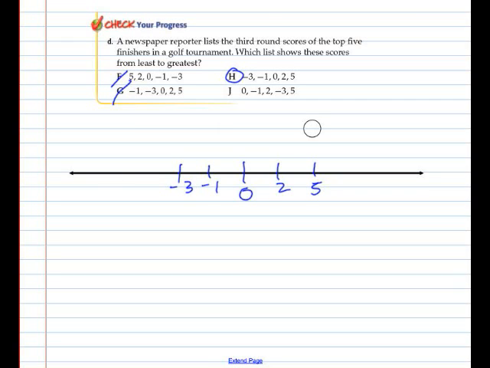Just to be careful though, we're going to check our last choice. We have 0 here, we have negative 1 here, we have 2 here. So clearly J is not correct. The correct answer is H, arranged in order from least to greatest.